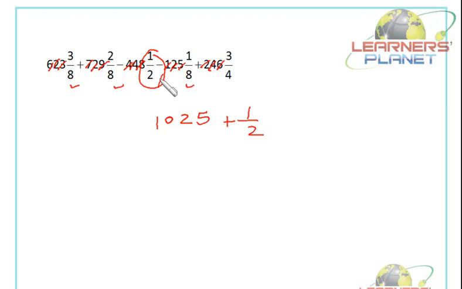So this 1 by 2 and this 1 by 2 will get cancelled. Now we are left with only 3 by 4, that too is positive. So our final calculation is 1025 3 by 4. It's so simple, friends. You just have to practice with the method. Let's take one or two more problems.